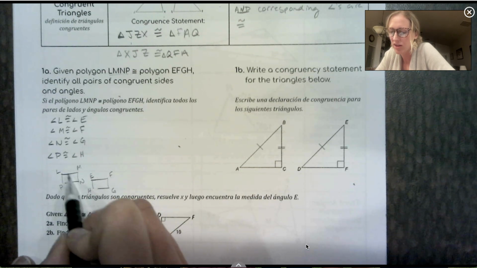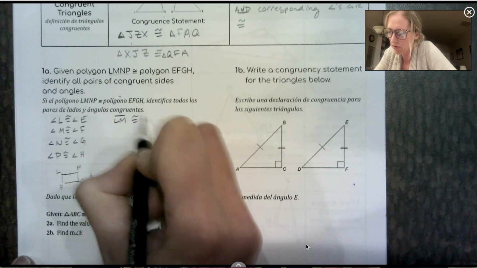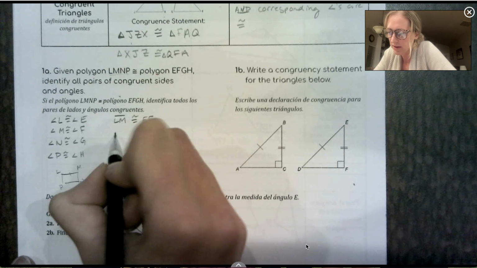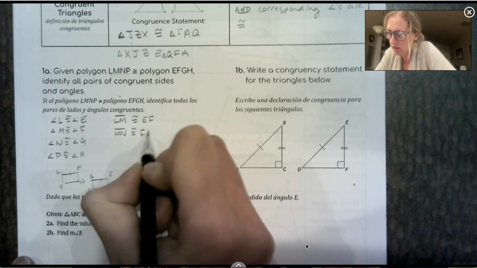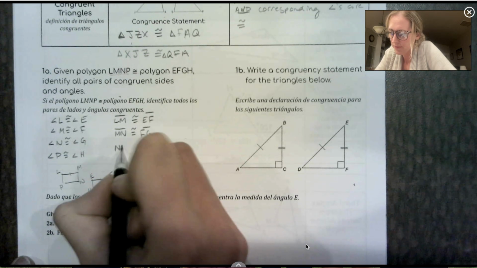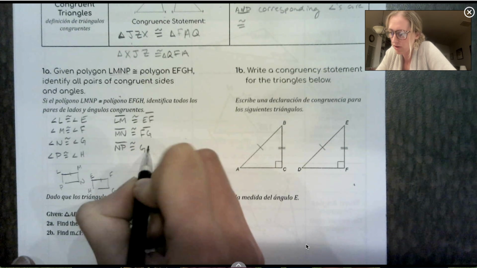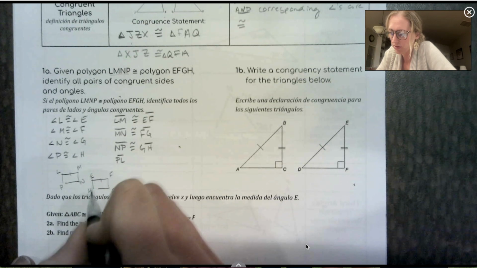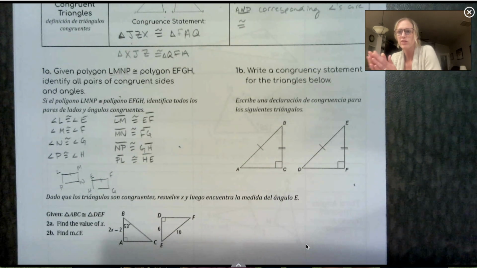Okay, so the sides, L and M go with E and F. So we would say side LM is congruent to EF. Okay, M to N has to be congruent to F to G. N to P is congruent to G to H. And P to L is congruent to HE. So sometimes the picture can help with that, but again, the letters, that's what we're trying to line up.